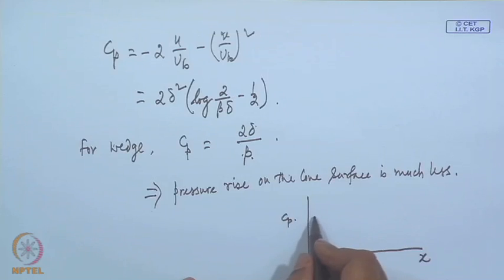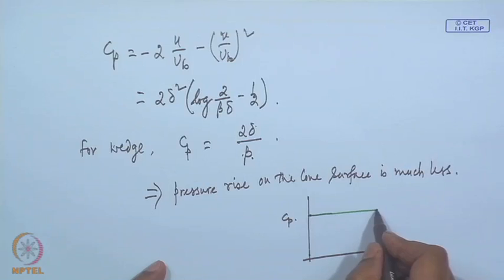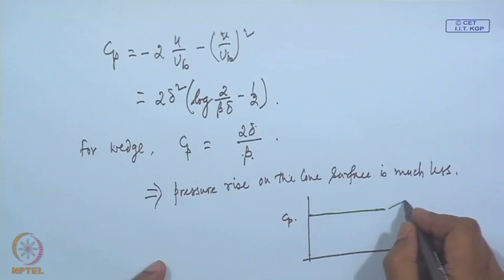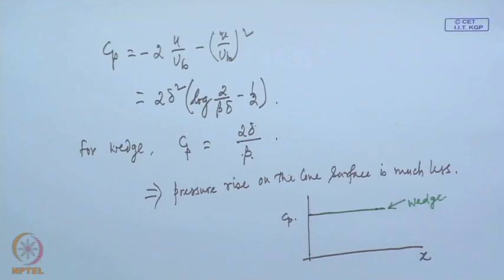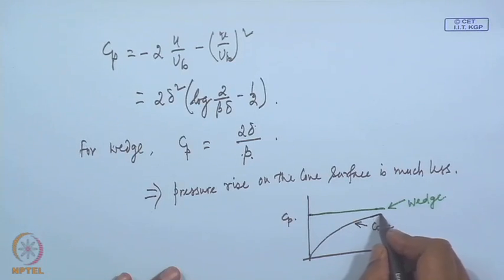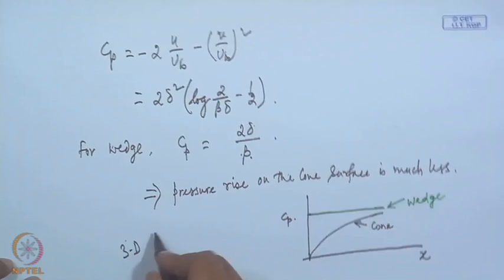Eventually, if we consider the distance along the axis, for the wedge the pressure on the wedge surface is constant, while for the cone this becomes different, so the pressure rise on the cone surface is much gentler, and so this is once again a 3 dimensional relieving effect.